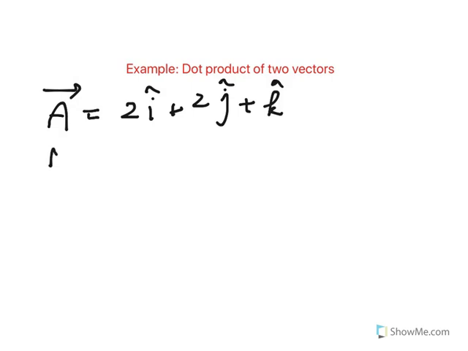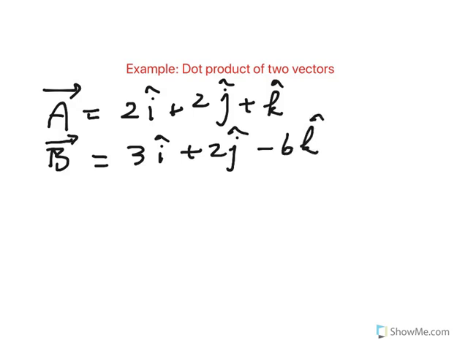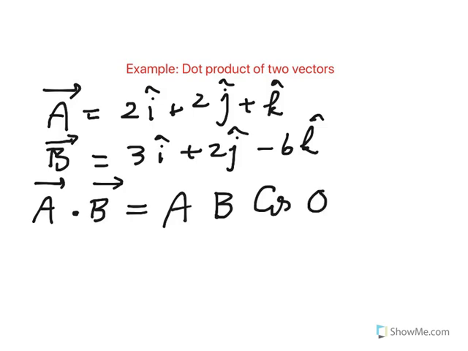And say vector B is given as 3i plus 2j minus 6k. Our objective is to find A dot B. So remember, the definition of dot product is A dot B or B dot A, doesn't matter. Remember, the order is not important in dot product. Is that you find the magnitude of A, you multiply it by magnitude of B, you multiply by cosine of the angle between two vectors, right? But let's first find A dot B, regardless of the definition.